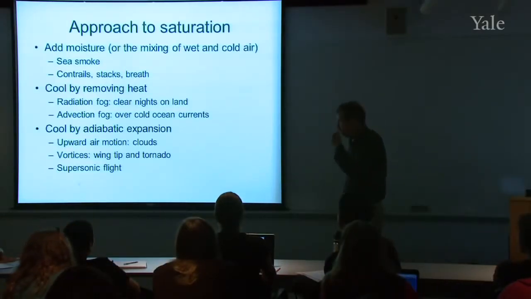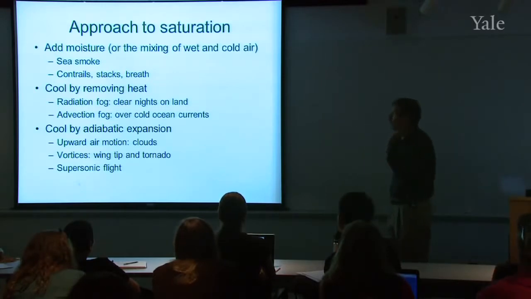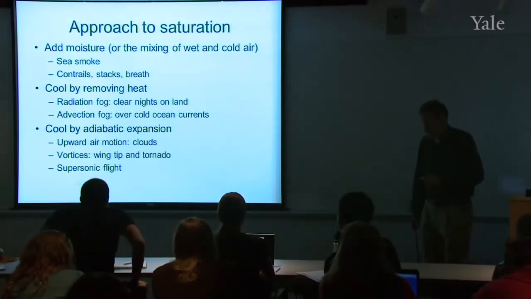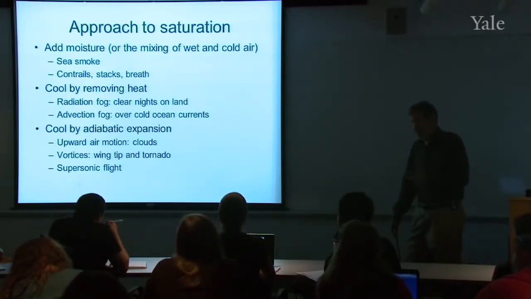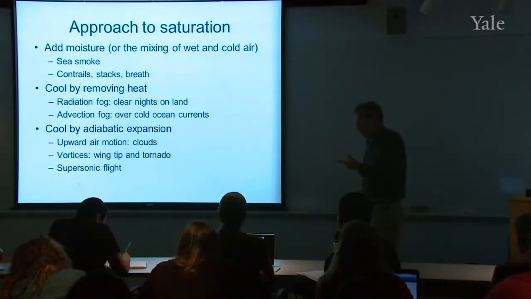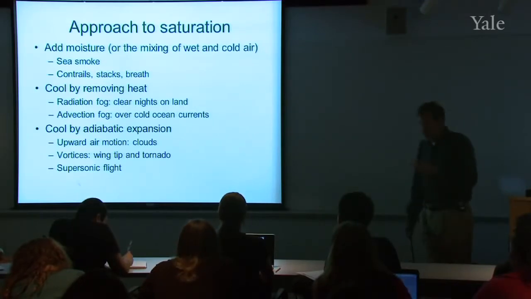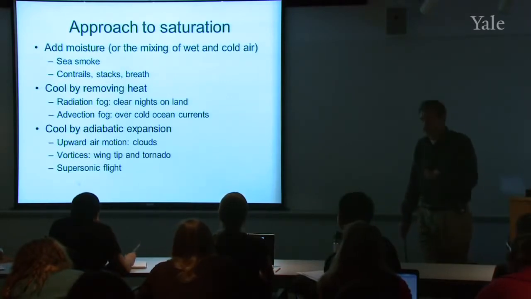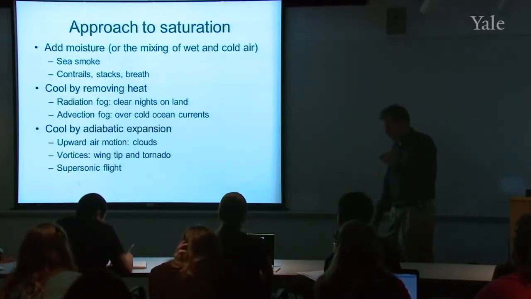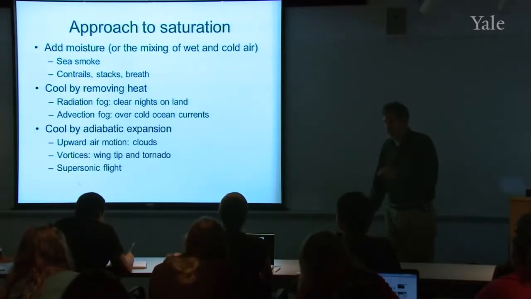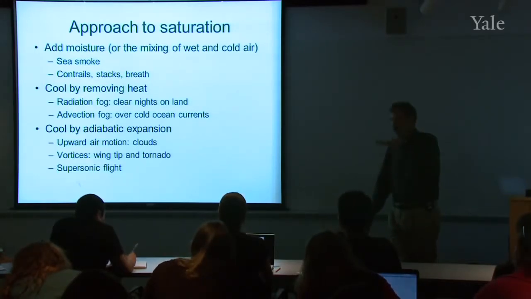So the key thing to understand about clouds then, or about water vapor I should say, is how do we take air that is undersaturated or subsaturated and bring it to the saturated condition. And I'm going to run through the three ways that are active in the Earth's atmosphere for bringing air to the saturated state. Remember, you're starting with air that has a relative humidity less than 100%, and you're asking, how can I bring it to 100% and above?